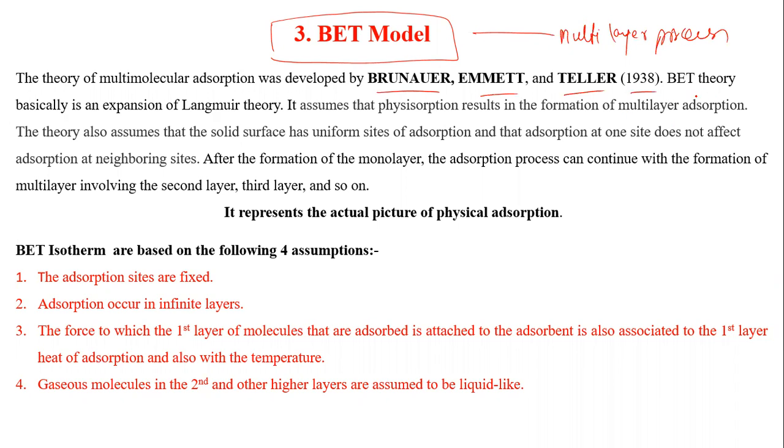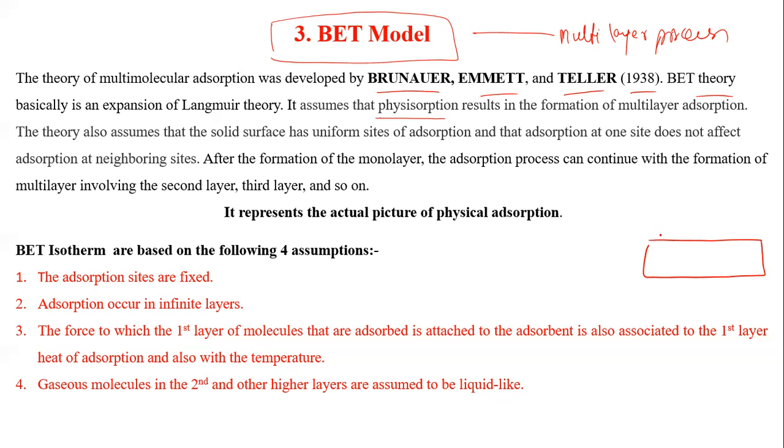So this BET theory is usually considered an expansion of the Langmuir theory. In Langmuir theory, the theory is only applicable to monolayer coverage. However, this BET is a multi-layer theory. So it is considered an extension of the Langmuir theory. In BET, it assumes that physisorption results in the formation of multi-layer adsorption. In case of Langmuir, it best explains the chemisorption process. However, in the BET model, it assumes that multi-layer adsorption occurs.